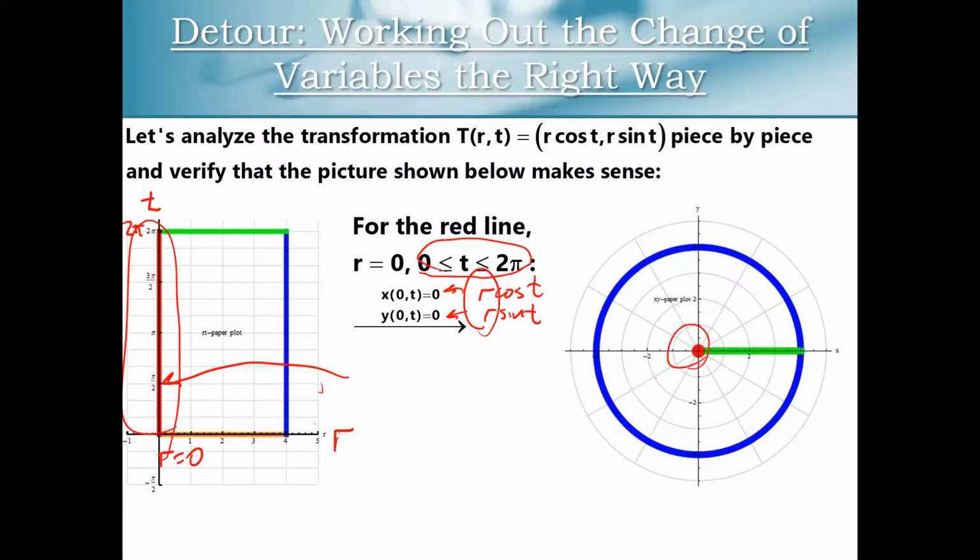All right, so hopefully this gives you an idea of how we can think of this parameterization r cosine t comma r sine t as a transformation between two coordinate spaces, a map between an RT rectangular region and an XY circular region. We never really thought about parameterizations in that way before, but that's what's going on.